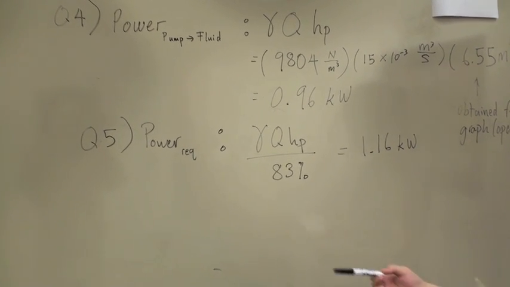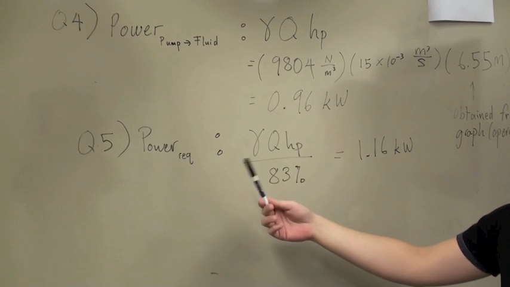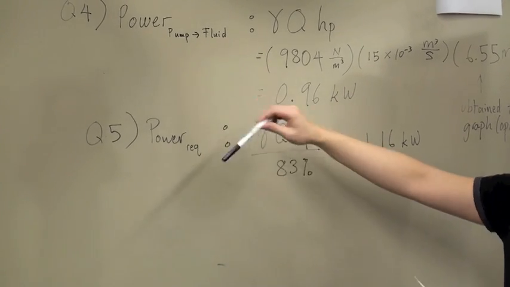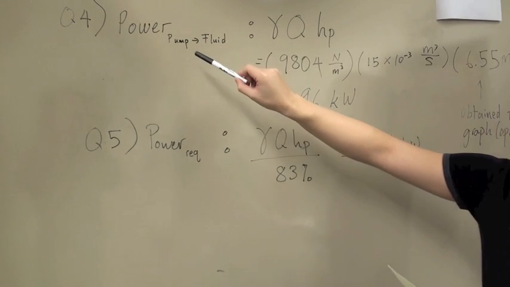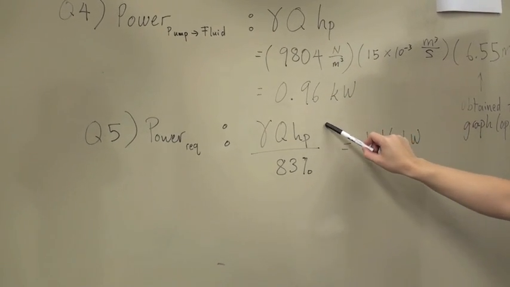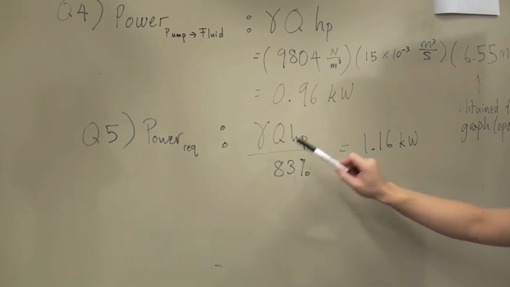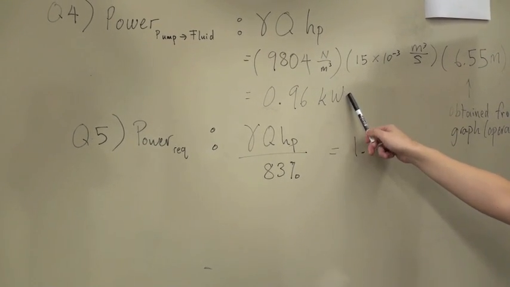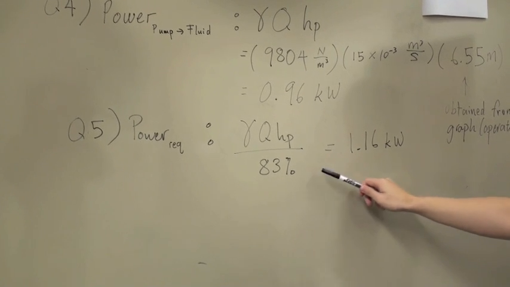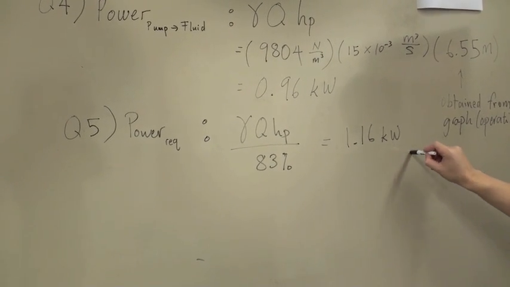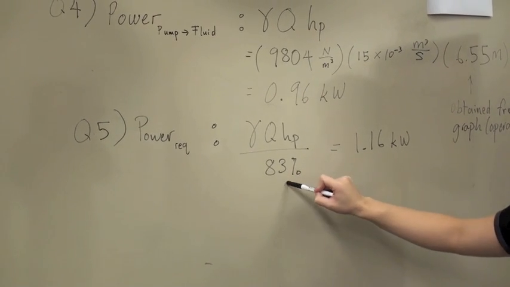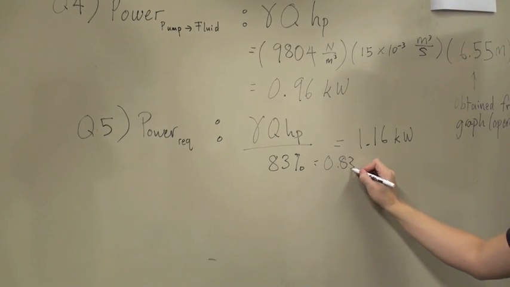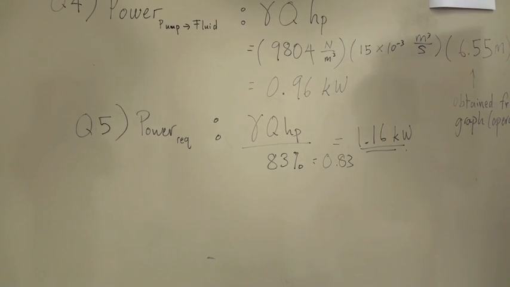So as for question 5, in order to obtain the power required to power the pump, basically what you need to do is take the value that you obtained from question 4, the power delivered by the pump to the fluid, and divide it by the efficiency that you obtained from the graph earlier on. So it's 0.96 kilowatt divided by 83%, and it comes up to be 1.16 kilowatt. And 83% is basically equal to 0.83. So this is how you come up with this value, 1.16 kilowatt.